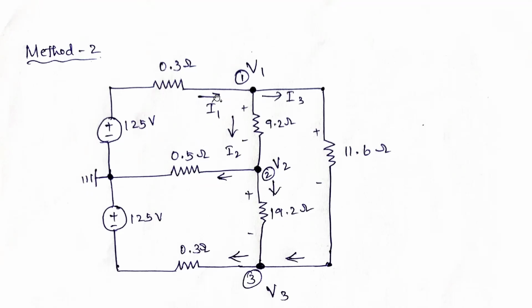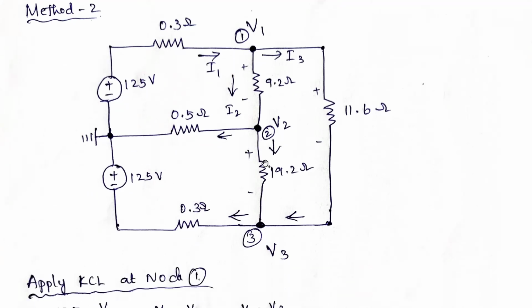Current is coming like this and dividing like this. Say, for example, I'm taking this as I1, this is I2, and this is I3. In this node, the current is coming like this and flowing through this side and this side. In this node also, current is coming and flowing here, and one more current is coming and flowing like this. So 3 nodes are there. Previously we applied Kirchhoff's voltage law. Now we are going to apply Kirchhoff's current law and solve this problem.